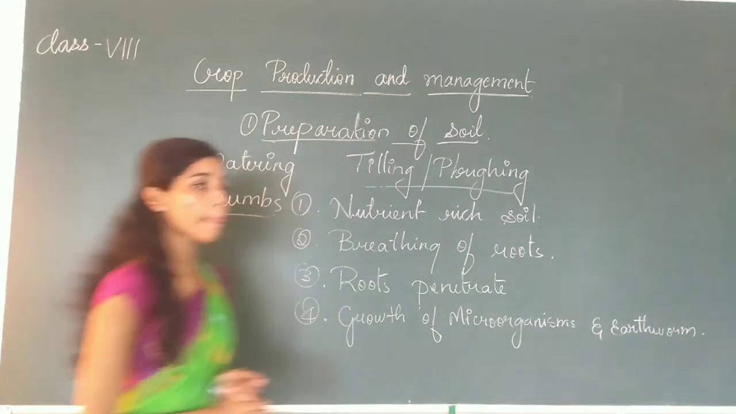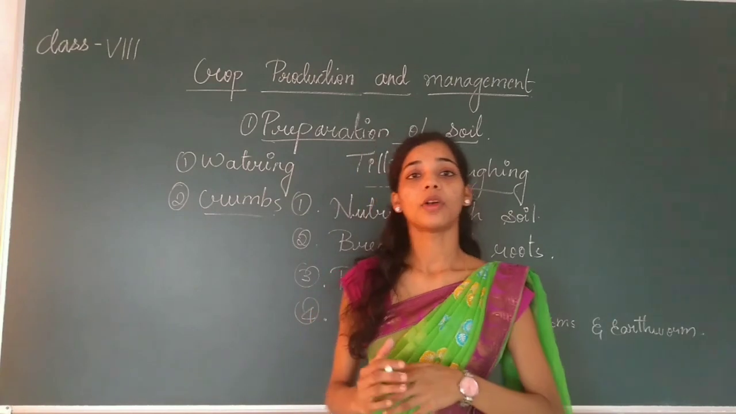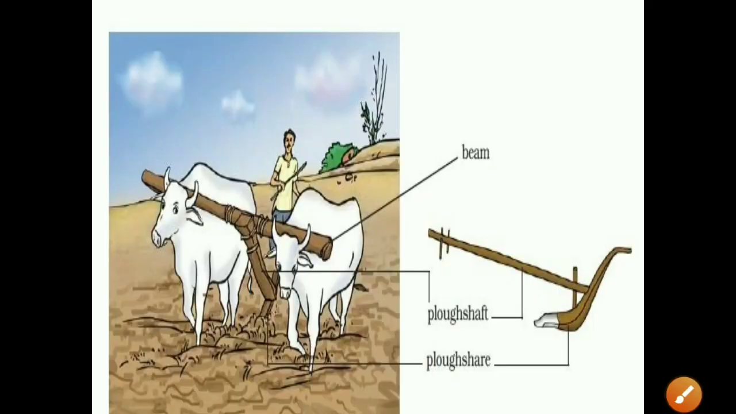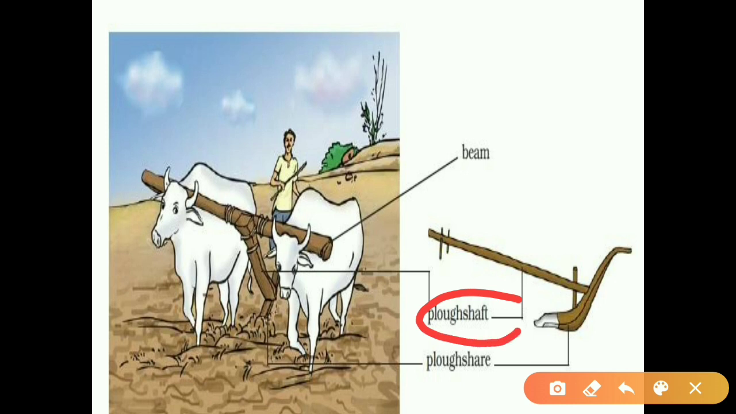Okay. So next we will study the agricultural implements. Now we will discuss the first agricultural implement, that is the plough. Plough is a large agricultural implement which is used for ploughing or tilling the soil in the fields. The traditionally used wooden plough you can see in the image here. The wooden plough consists of a long rod of wood which we call a plough shaft. This is a plough shaft.